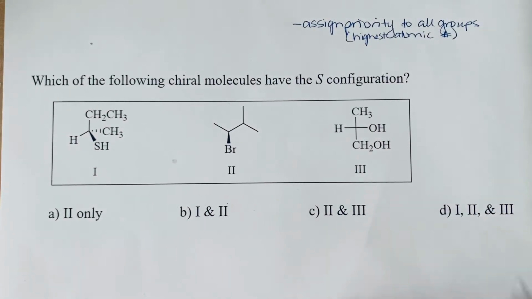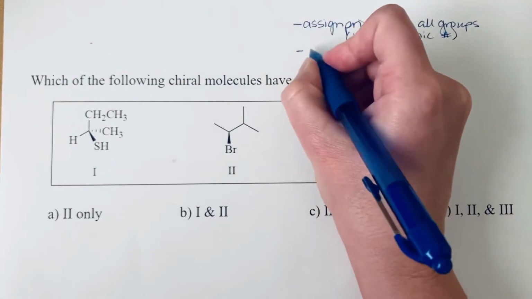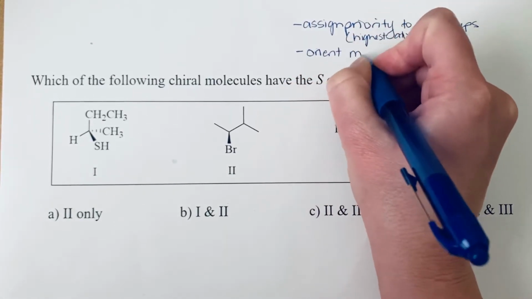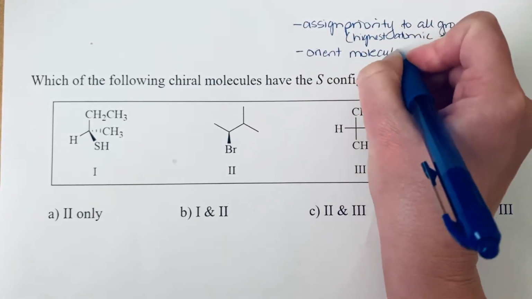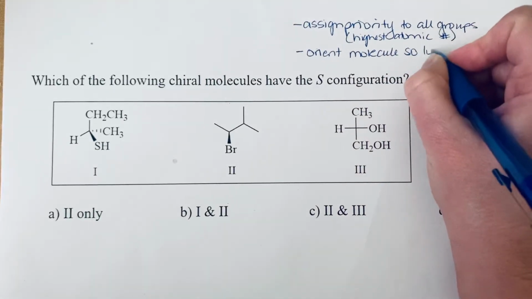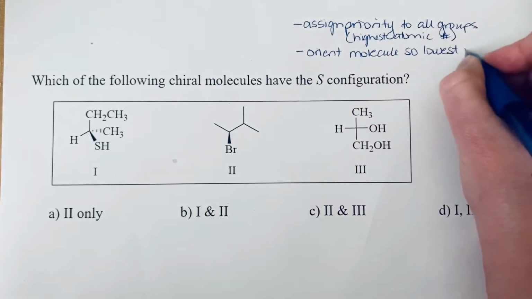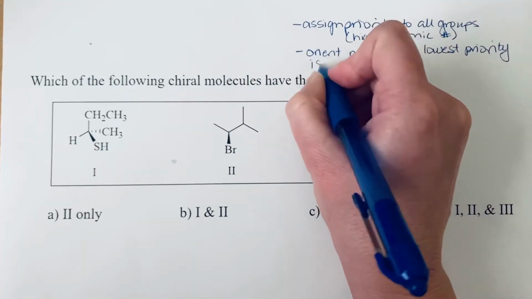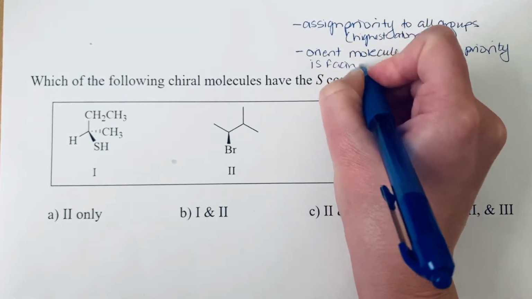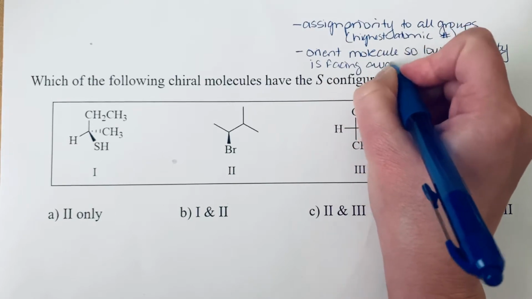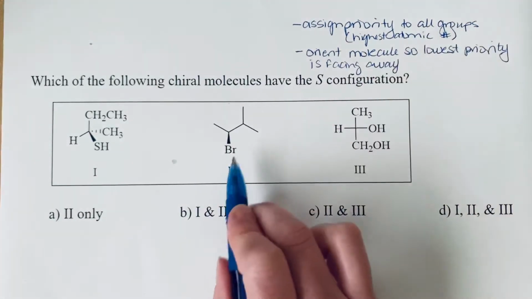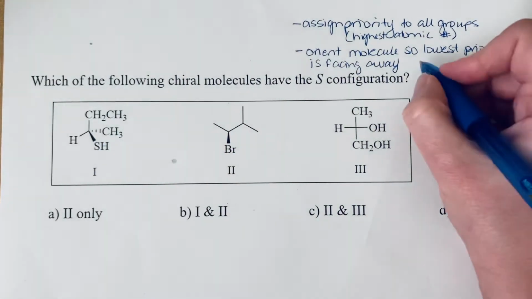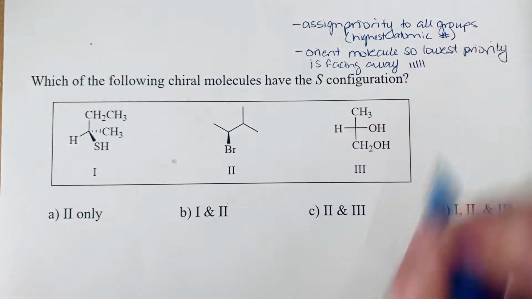And then what you're going to do is you're going to orient the molecule so the lowest priority group is facing away. So it's facing away from you. So what that means, if you're looking at a 3-dimensional structure with dashes and wedges, that means you're looking for it to be on that dash bond, okay?